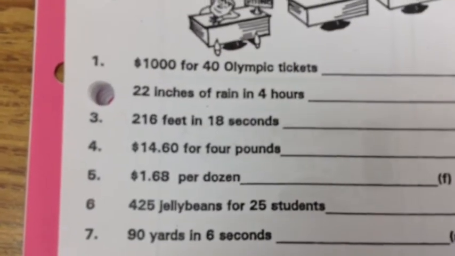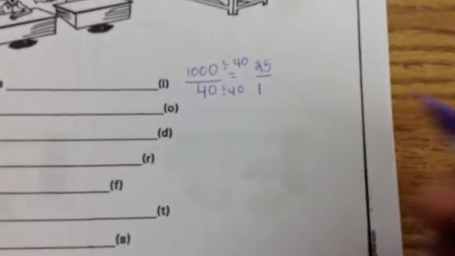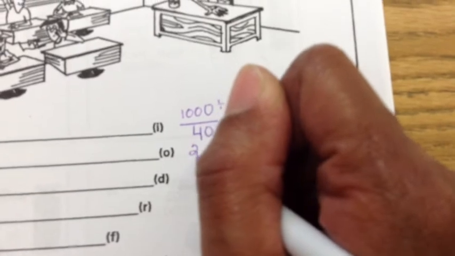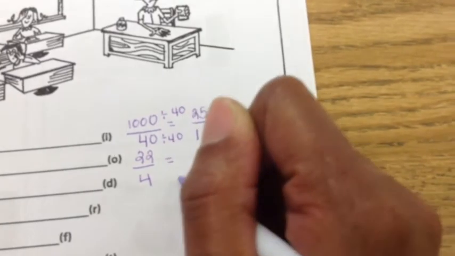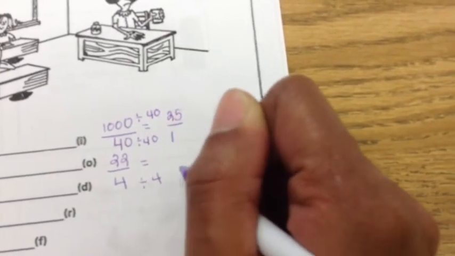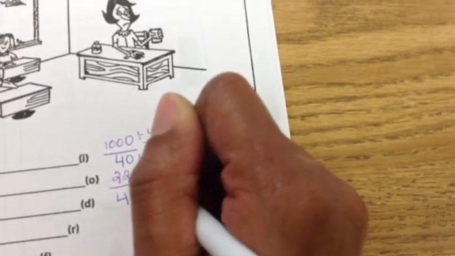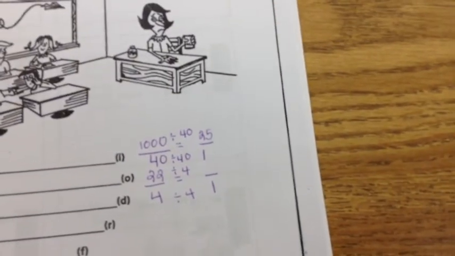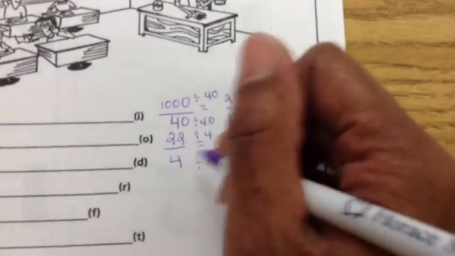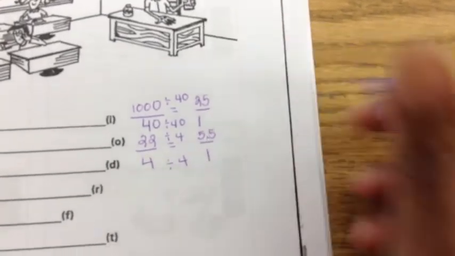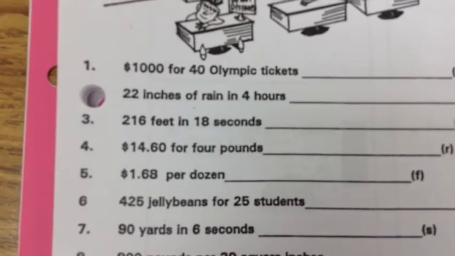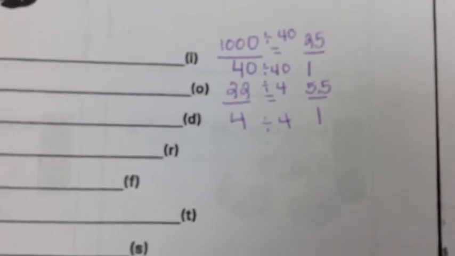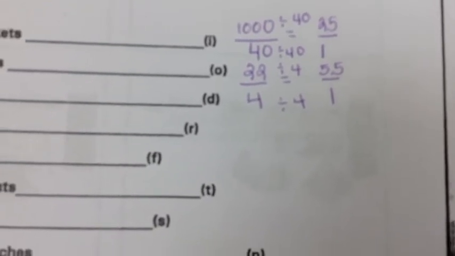Let's look at number 2. 22 inches of rain in 4 hours. We want to find out how much per hour. So 22 inches in 4 hours. We're going to make that denominator 1 by dividing it by 4. And fraction rules say that whatever you do to the denominator, you must repeat with the numerator. So we're going to divide 22 by 4 as well. And we get a numerator of 5.5. So if 22 inches of rain fall in a span of 4 hours, 5.5 inches are falling per hour.